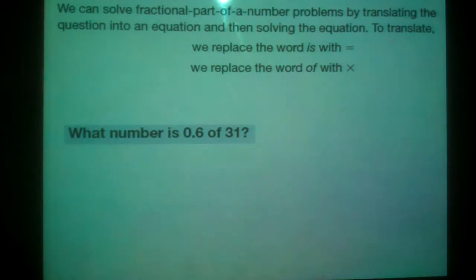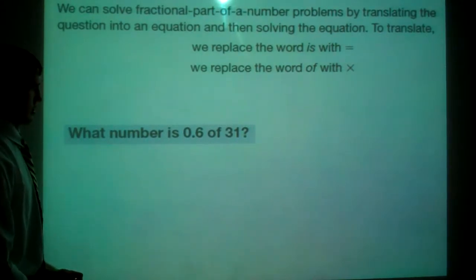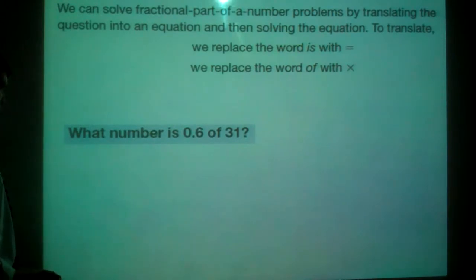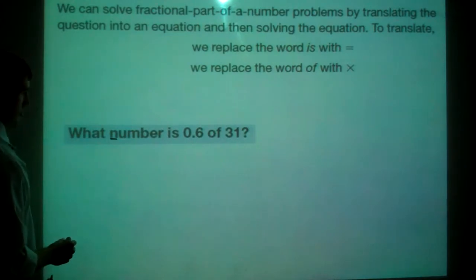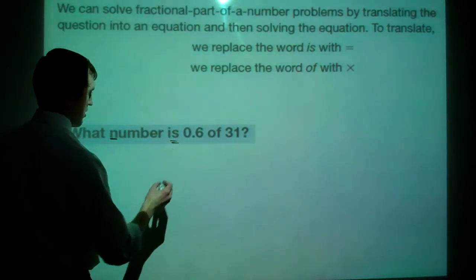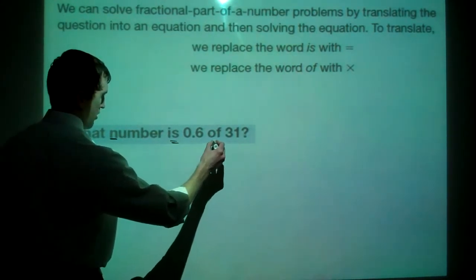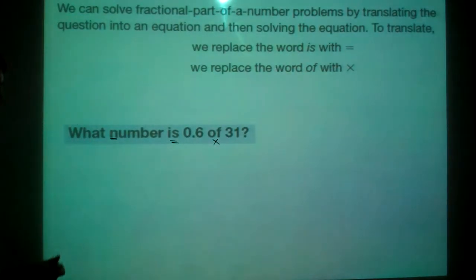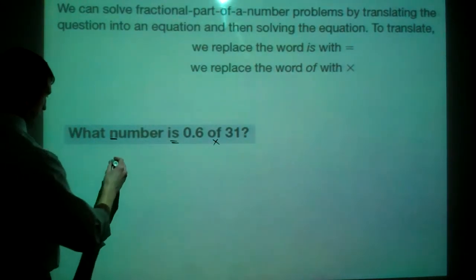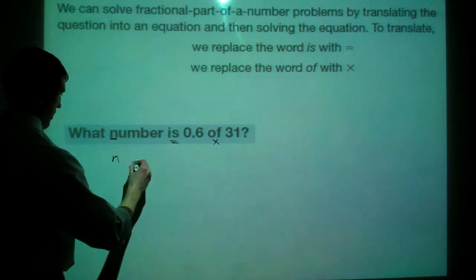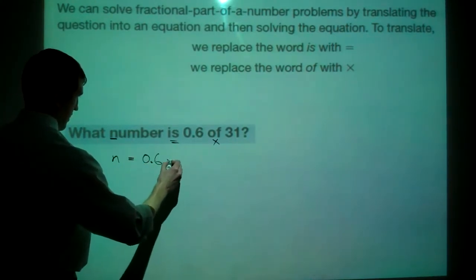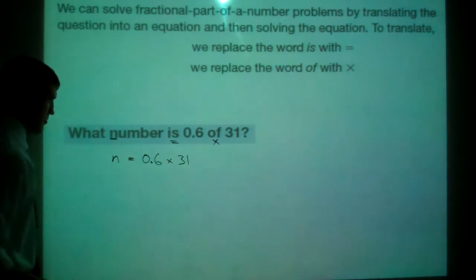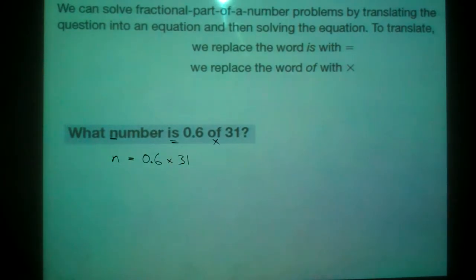What number is 0.6 of 31? So we're looking for a number. I'm going to call that n. What number is 0.6 of 31? So let's put all this together. There's some number, and it equals 0.6 times 31. Okay?